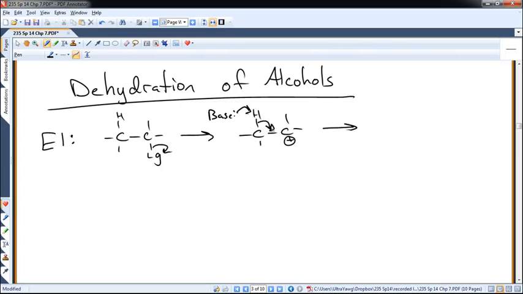Then some weak base comes along and says, well, I guess I'll be a base. Weak bases are always sounding like Eeyore in my head. I don't know if that's true for you guys too. And you get an alkene, right? That's our generic E1 mechanism. Dehydration of alcohol is the same thing, only our leaving group is not inherent in the molecule. We have to trick it a little bit.